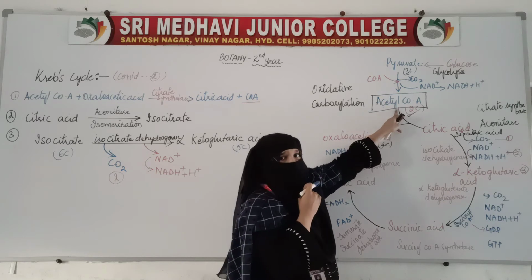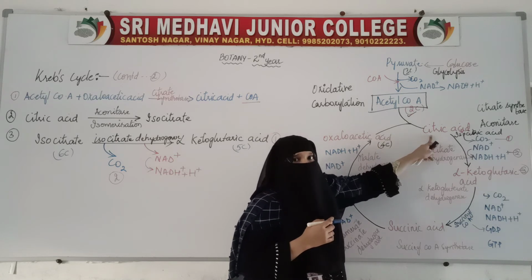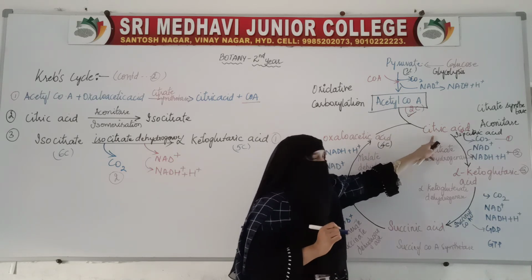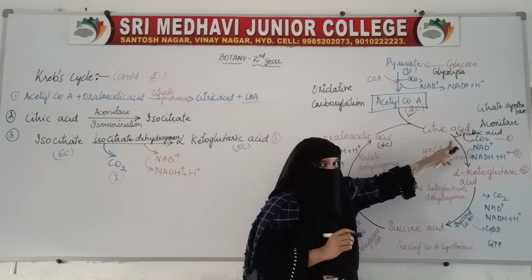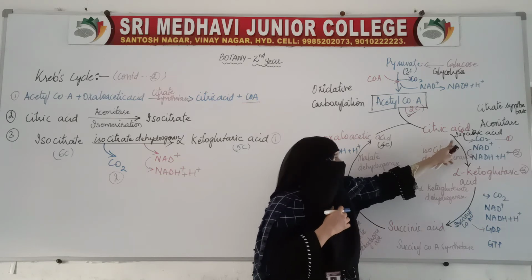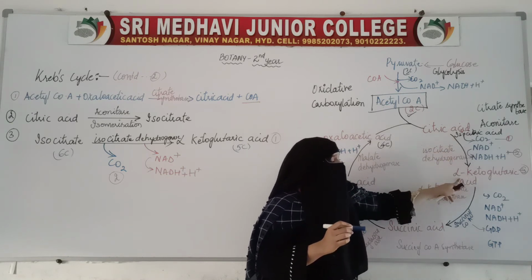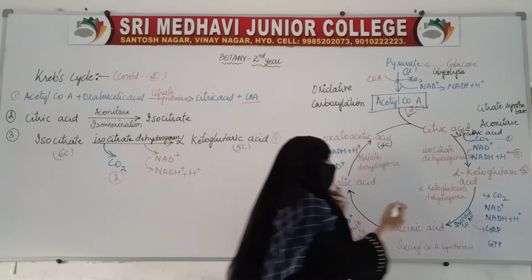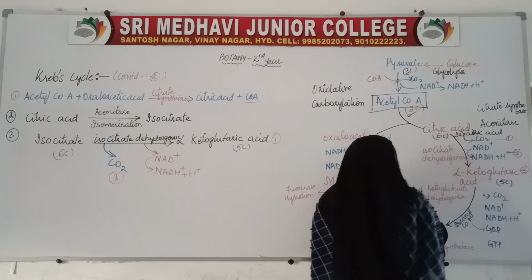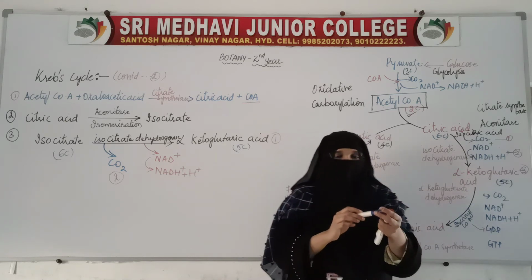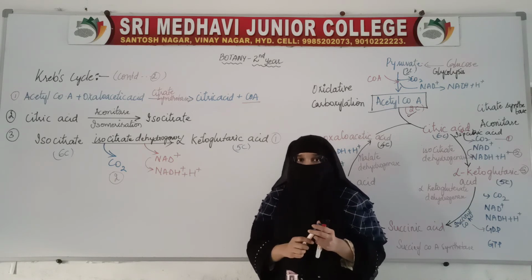See here, a 2 carbon compound and a 4 carbon compound combined, condensed, and changed into citric acid. It is a 6 carbon compound. The 6 carbon compound changed to its isomer, isocitric acid or isocitrate, which is also a 6 carbon compound, and it has changed to alpha ketoglutarate acid. Now this is a 5 carbon compound. This was a 6 carbon compound and it has changed to a 5 carbon compound. So this is what happened during the third reaction of Krebs cycle.